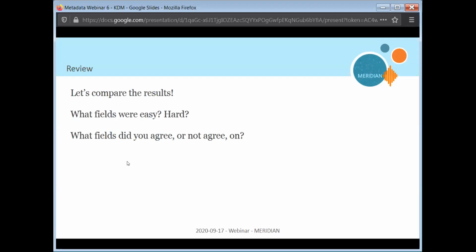It's not something to be ashamed of. I think the other thing is, if you compare the results to someone else, you might not agree on all the fields. The choice of values, even within the Dublin Core element set, there's not a single correct answer, I don't think. There are probably going to be fields where people just don't agree.